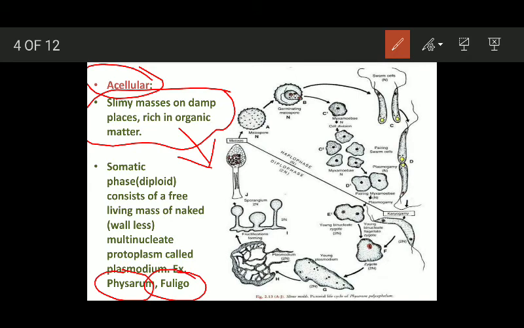The somatic phase or diploid phase of these acellular slime molds consists of a naked multinucleate mass of protoplasm which is called plasmodium. Here you can see, we will also talk about its life cycle. This is the plasmodium, a multinucleate naked mass of protoplasm. This plasmodium later on undergoes development and forms the sporangium or fructifications. In a sporangium spores are formed after meiosis. Remember, after meiosis spores are formed.